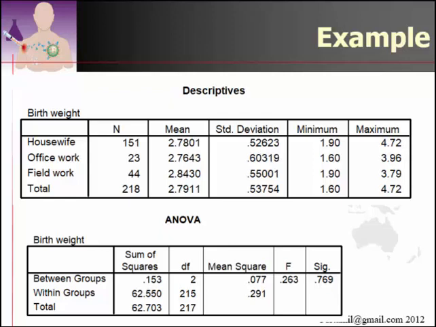Who got the biggest baby? Housewife, office worker, or field worker? Why? Because they watch telenovela every day. Those working in the fields tend to have, why? Because I think they got bigger muscles. They got to carry heavy things. Okay, but it is not significant statistically. Because you see here, you got one housewife here, sitting watching telenovela every day. The baby comes out 4.72 kilogram. I wonder if it came out through the door or through the window.